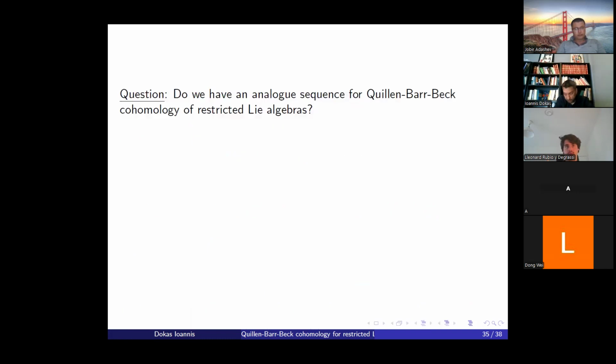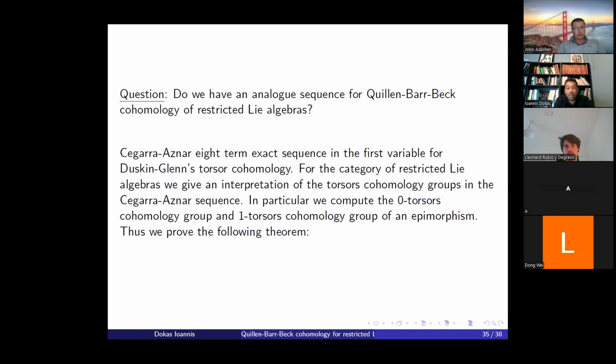And the answer is yes. And this is based on a general result of Cegarra-Aznar. In particular, Cegarra-Aznar proved an 8-term exact sequence for torsors cohomology. And what I tried to see is what happens when I apply this to the category of restricted Lie algebras.